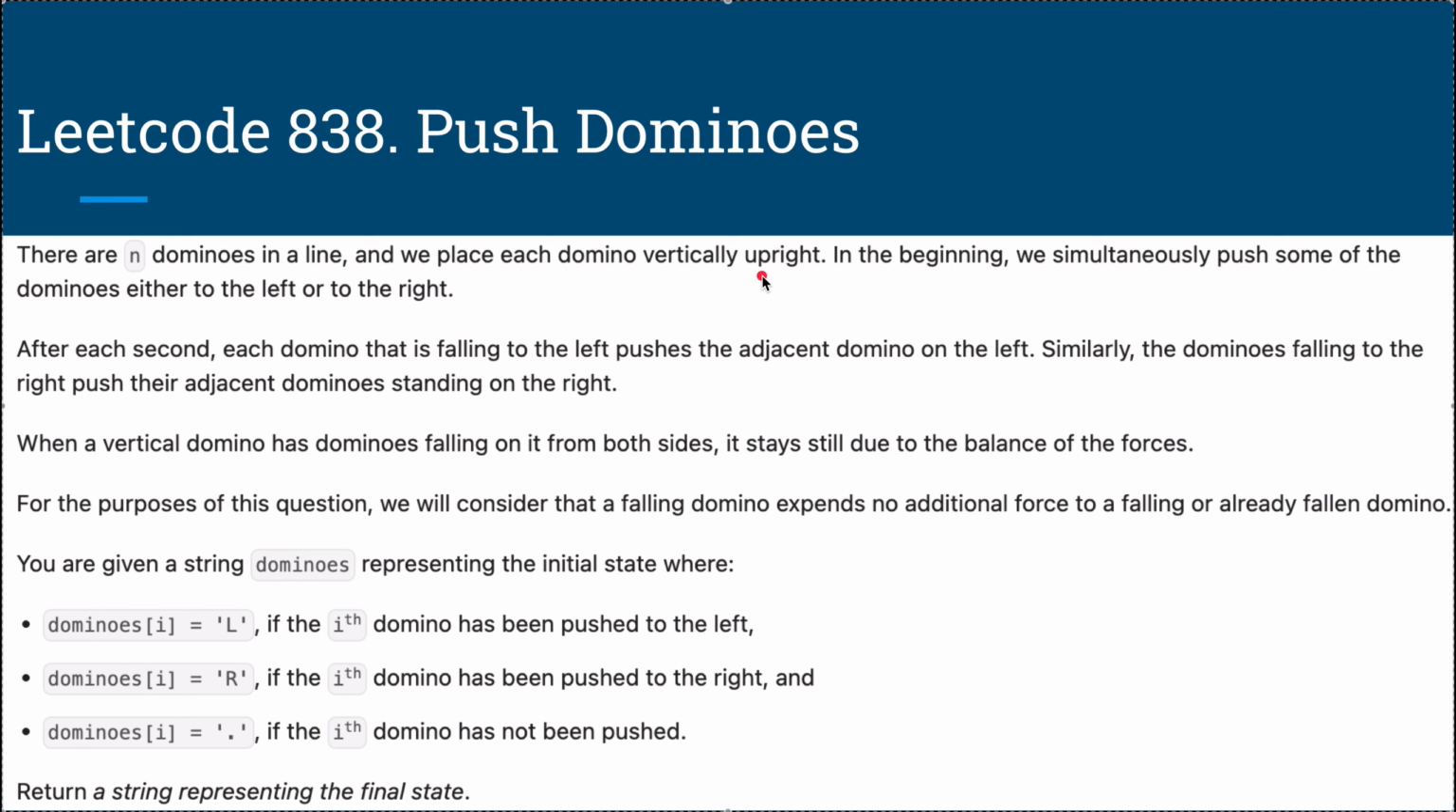In the beginning, we simultaneously push some of the dominoes either to the left or to the right. So after each second, each domino that is falling to the left pushes the adjacent domino on the left. Similarly, the dominoes falling to the right push their adjacent dominoes standing on the right. When a vertical domino has dominoes falling on it from both sides, it stays still due to the balance of the forces.